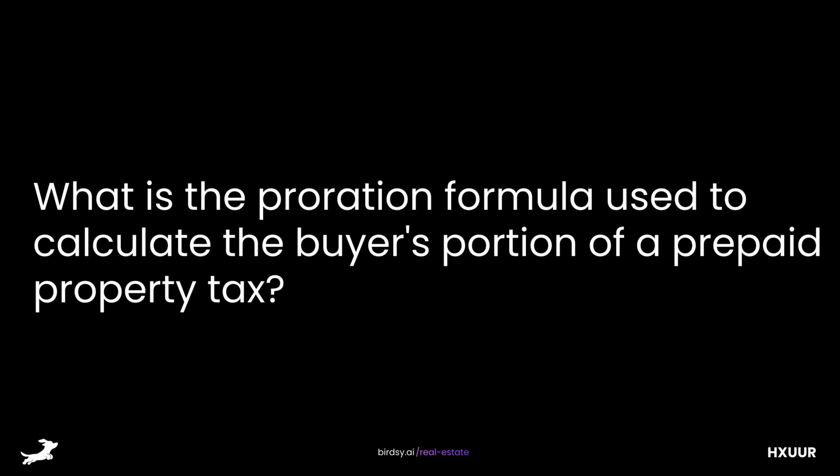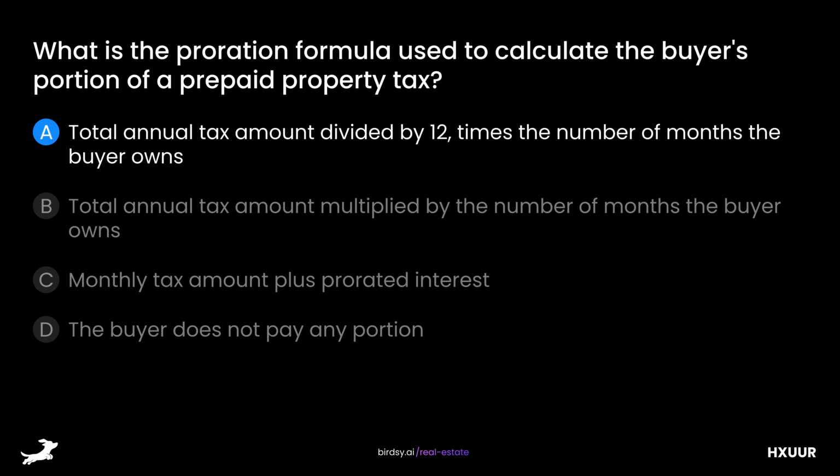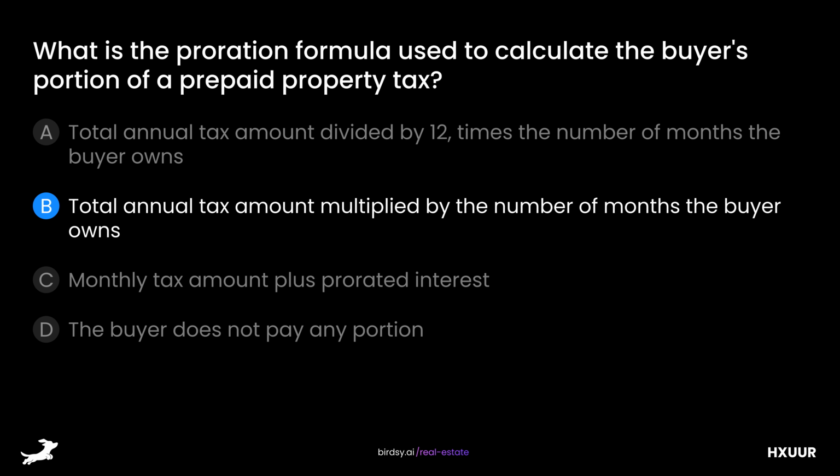What is the proration formula used to calculate the buyer's portion of a prepaid property tax? Is it A, total annual tax amount divided by 12 times the number of months the buyer owns, B, total annual tax amount multiplied by the number of months the buyer owns, C, monthly tax amount plus prorated interest, or D, the buyer does not pay any portion?